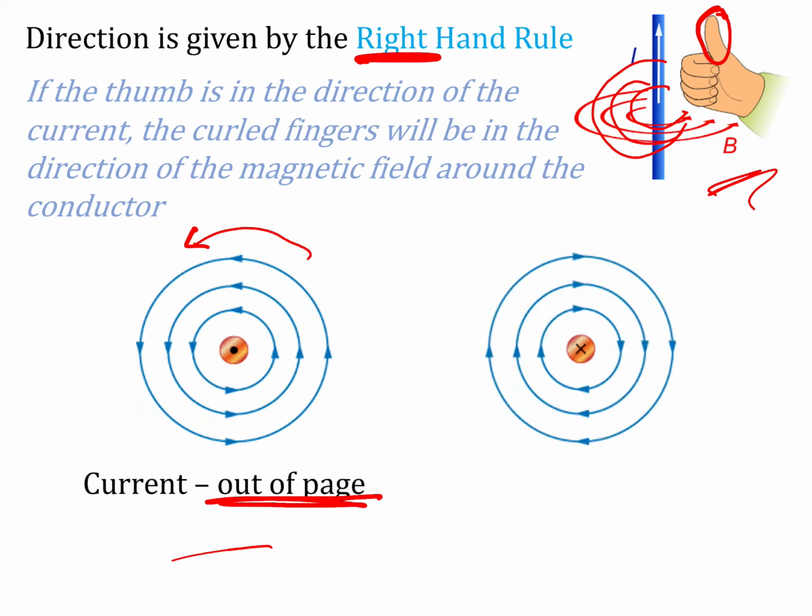If it's going away from you, we use a cross. Cross means that it's going into the page. So if you point your thumb into the screen and you curl your fingers around, it goes clockwise. But you have to remember, it must be your right hand. If you don't use your right hand, it won't work.